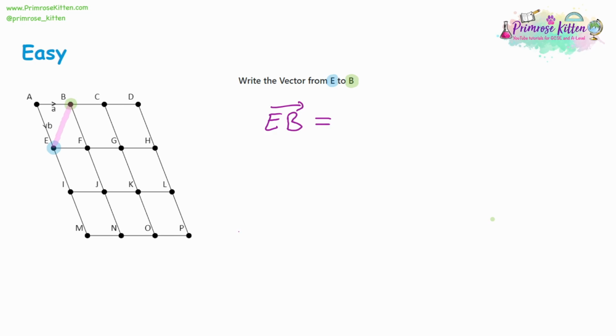Now, we are actually not allowed to use that route because it doesn't follow any of the labelled vectors we've been given. We can only go in the same direction as vector A and vector B. So we can't go diagonal. So what do we do instead? What we can do is go backwards down vector B and forwards down vector A. So let's write that down. Backwards down vector B and forwards down vector A. So we call it negative B plus A. You might see this written another way as well.